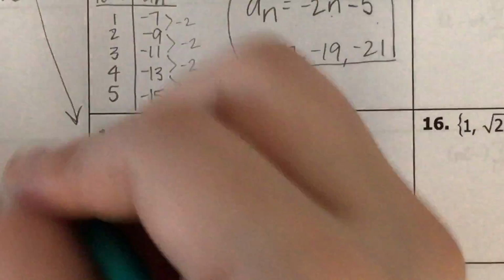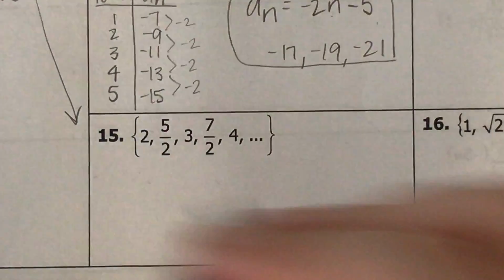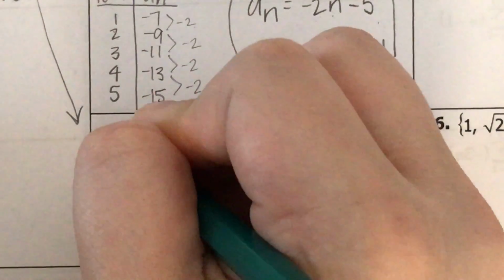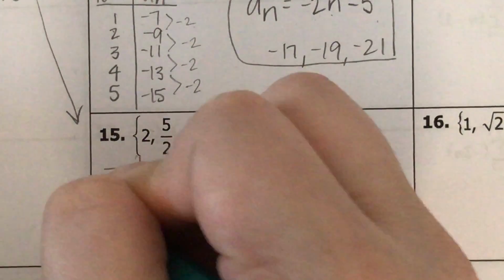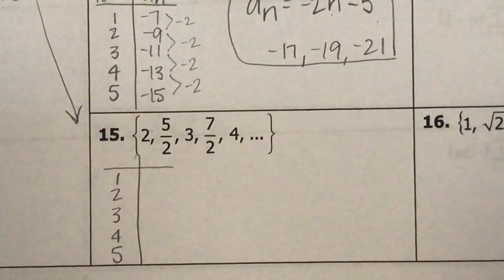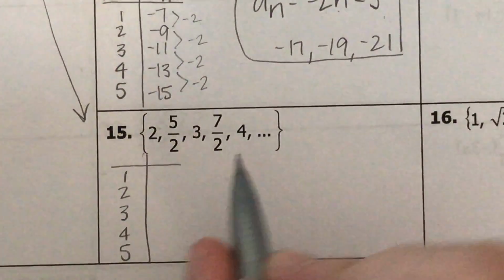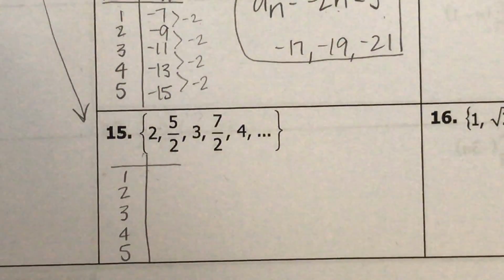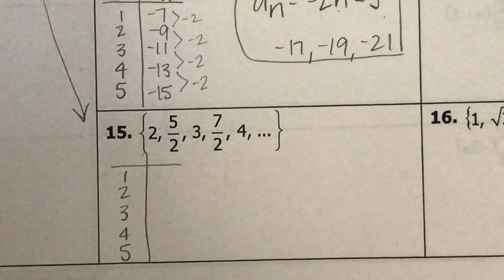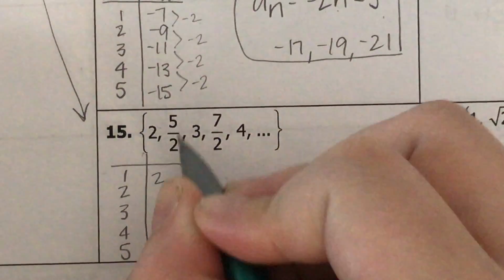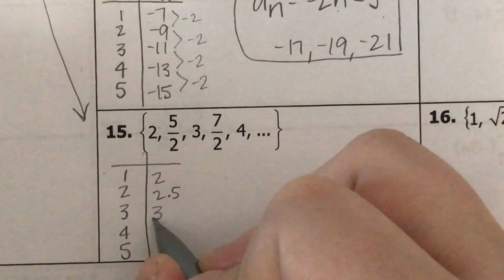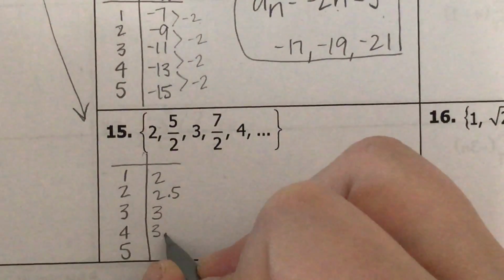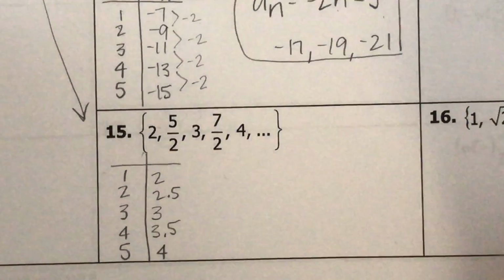Okay, so again, we'll make a table here. I know this is a little small, but that's okay. So they give us 1, 2, 3, 4, 5 numbers. And we're going to put these in decimal form just because it's going to be a little bit easier. So we go 2, half of 5 is 2.5, 3, half of 7 is 3.5, 4.